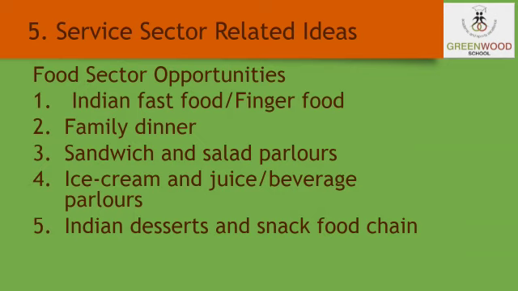Second is family dinner. Special arrangements for family dinner service, like Nirula's offering Indian style plated or combo meals with table service and an overall good price value equation, can be used as a service idea in this sector. Third is sandwich and salad parlors. The success of Subway in this segment, in spite of inconsistent product quality, poor service and high prices, shows that this segment has huge potential.